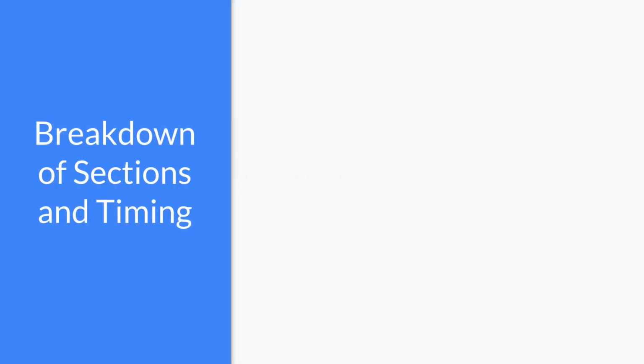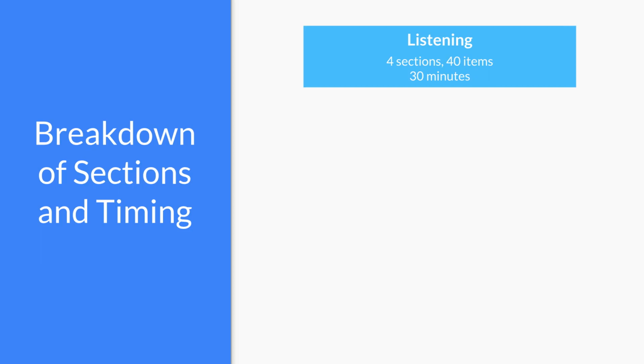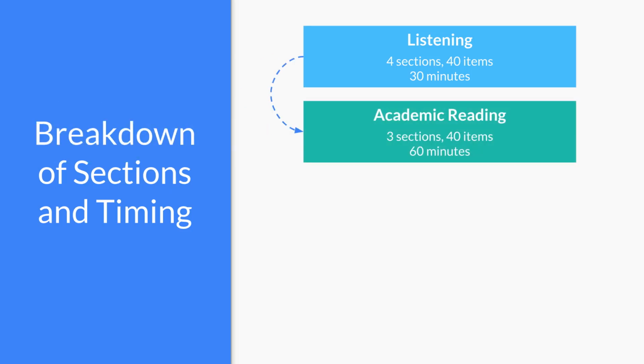Let us now break down the different sections and the timing of the IELTS exam. The first part is listening, in which you have 4 sections and a total of 40 questions. You will have 30 minutes to finish the listening part. Next is the reading section, in which you will have 3 reading passages with 40 questions total, which you have to finish in 60 minutes.